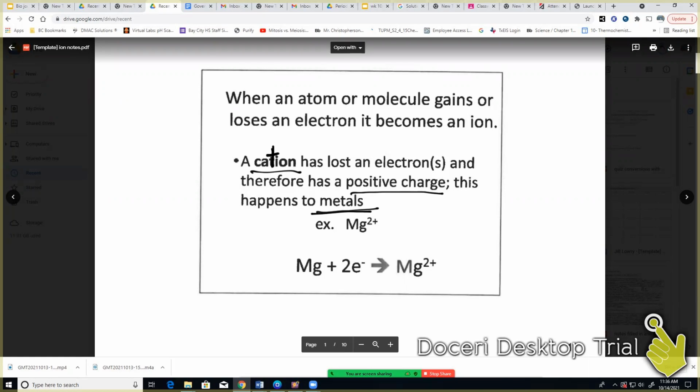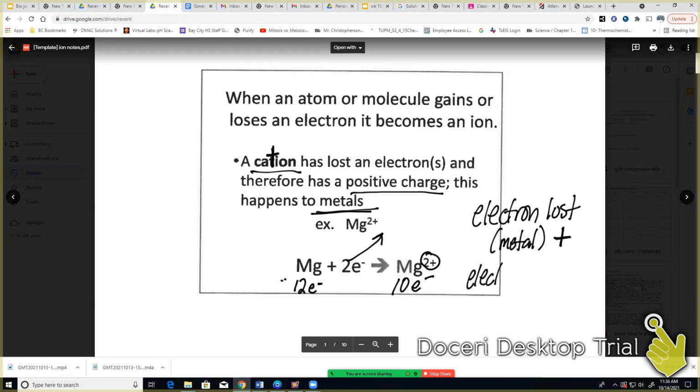So for instance, magnesium right here is just a neutral atom, and magnesium is element number 12. So that means it has 12 protons and 12 electrons. And then to become more stable, it's going to lose 2 of those electrons. That means now it only has 10 electrons, but it still has those 12 protons. So that's why it has a +2 charge. So if electrons are lost, and that's what metals do, then that becomes a positive ion.